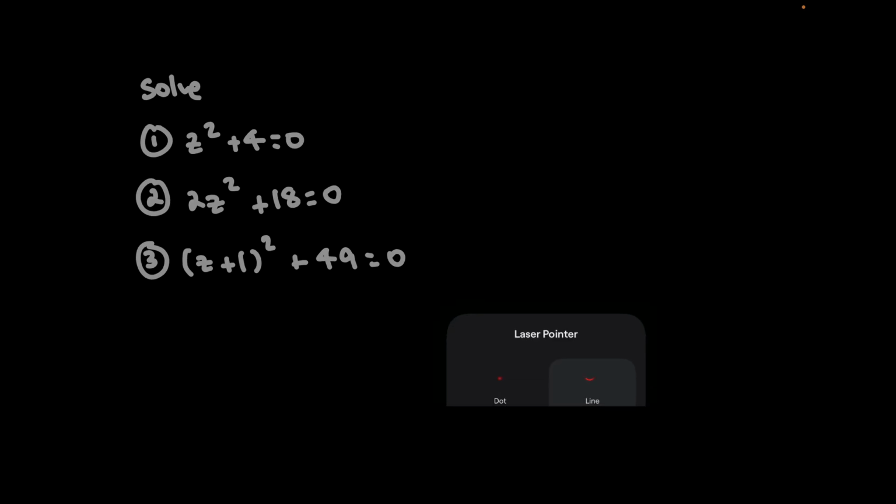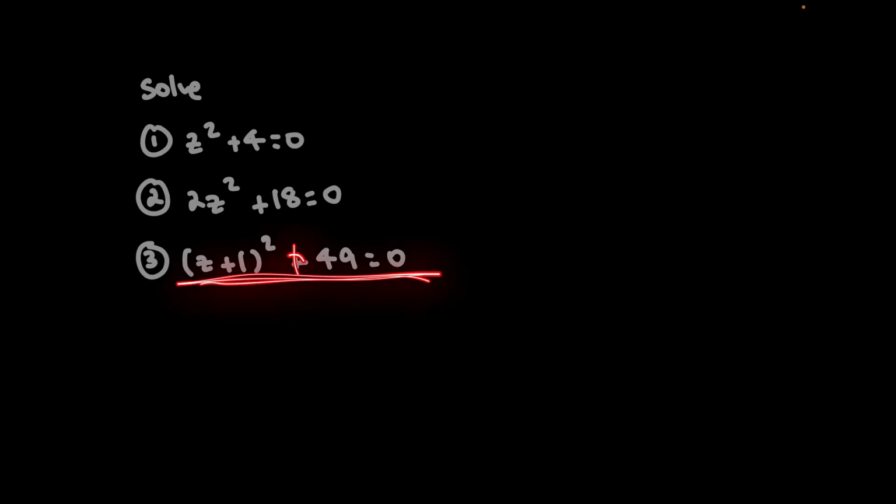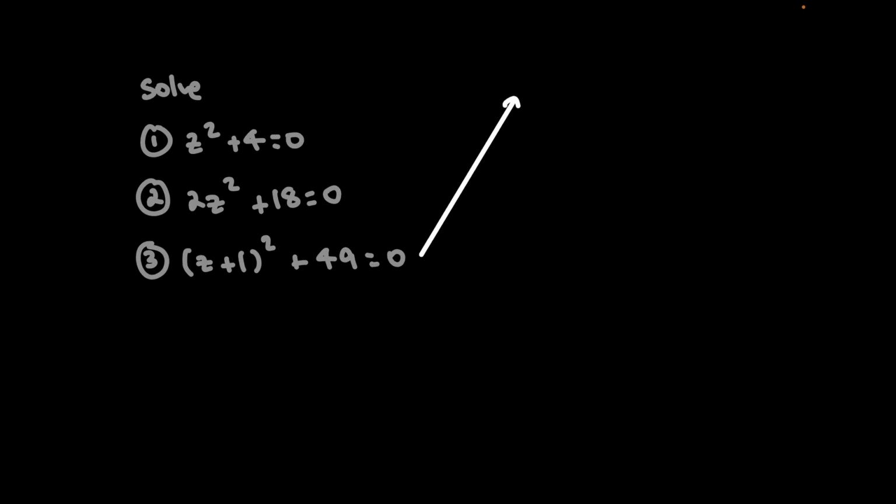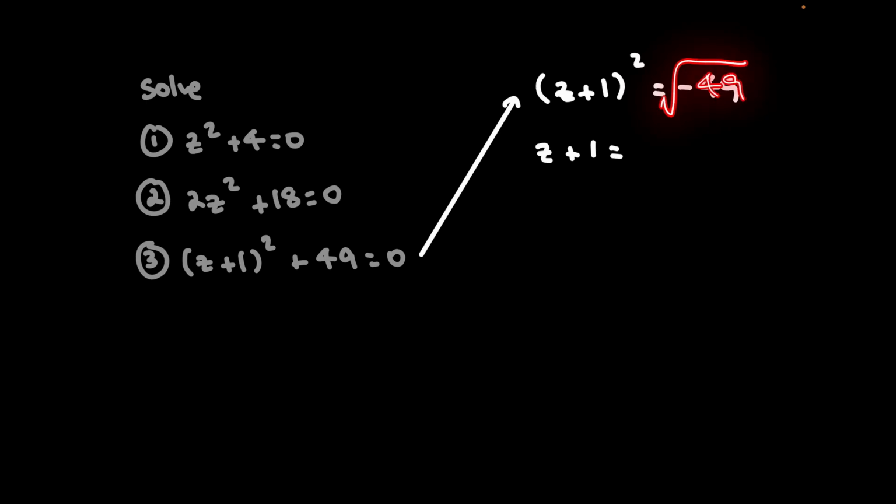And then our last equation is this one here. Solve (z plus 1) whole squared plus 49 equals 0. So again, let's solve it like a normal equation. Okay, we can first minus 49 from both sides. So (z plus 1) whole squared equals negative 49. And that means we can square root both sides to say that we have z plus 1 on this side, and that's the same as the square root of negative 49.